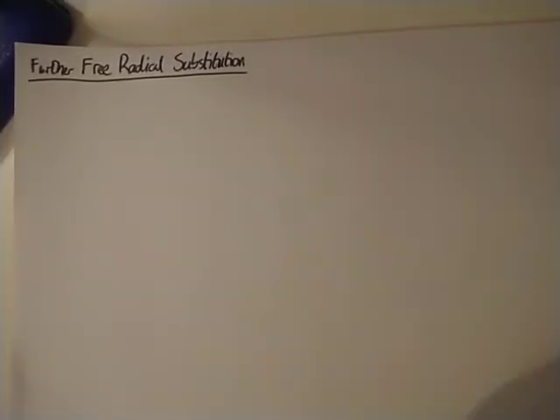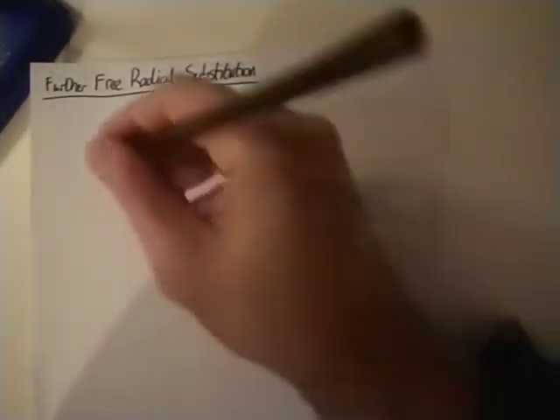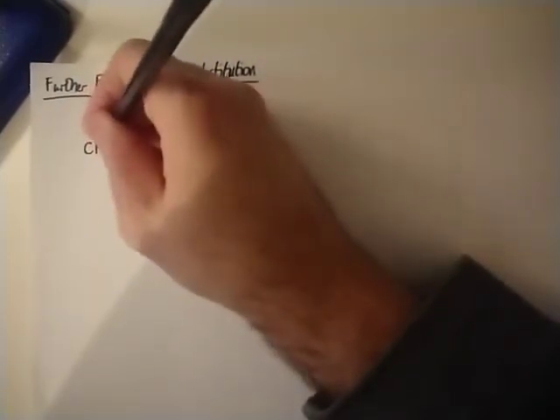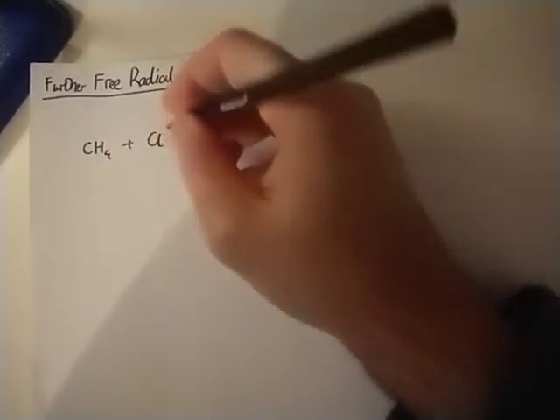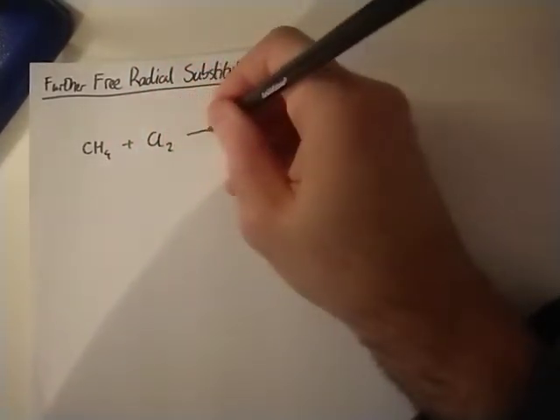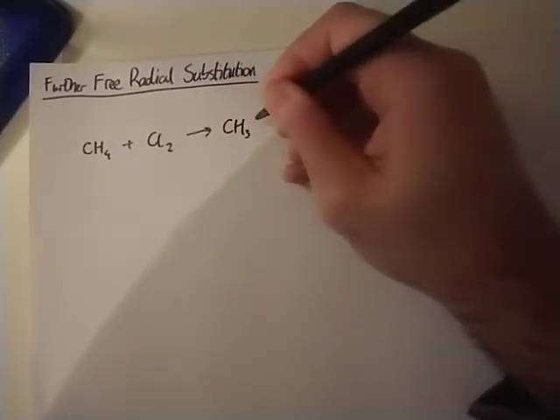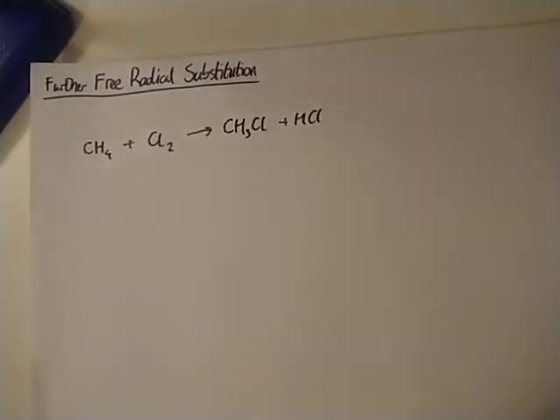So further free radical substitution is kind of just the next step on from free radical substitution, as the name suggests. So in free radical substitution, you've got your methane, react it with something, let's say chlorine, and what you make is chloromethane and HCl. Now, that looks like a nice clean reaction. It looks like that's something that would happen, and it does.